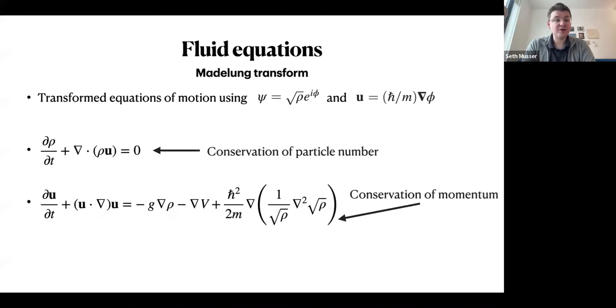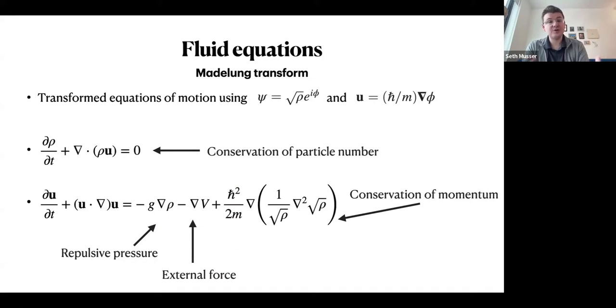The second equation of motion that we'll get, we have our material derivative of the velocity, and then we have these terms on the right-hand side. This is a conservation of momentum equation of motion. This first term is just coming from the repulsive pressure, this contact repulsion between the bosons. This next term is the external force due to the potential that we add. And the last term is known as the quantum pressure.